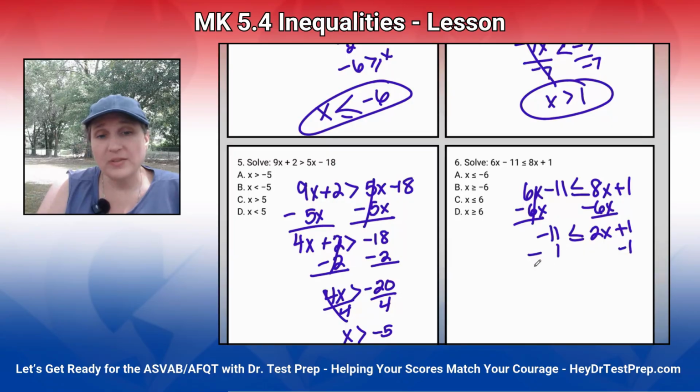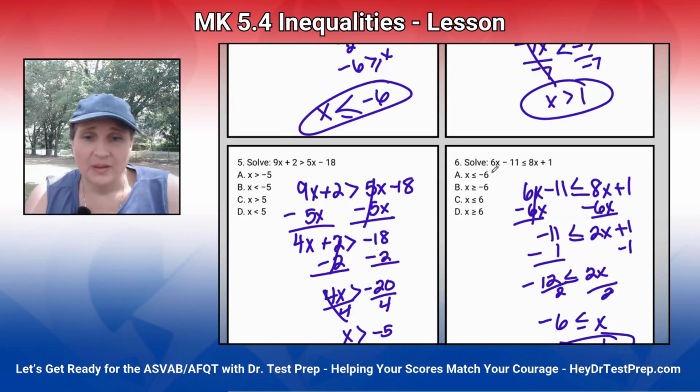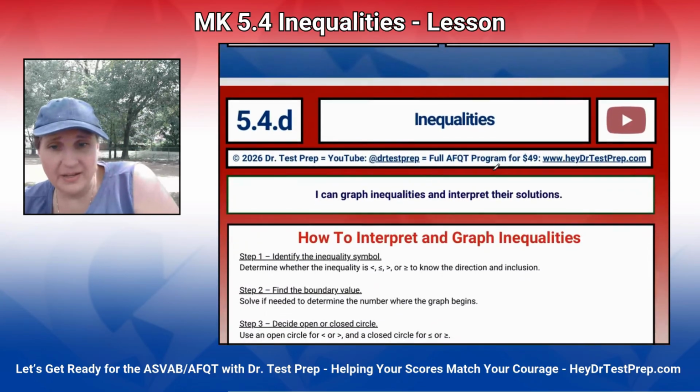Subtract 1 from both sides. Okay, divide both sides by 2. x has to be bigger than -6. So letter B. All right, here's our last one.